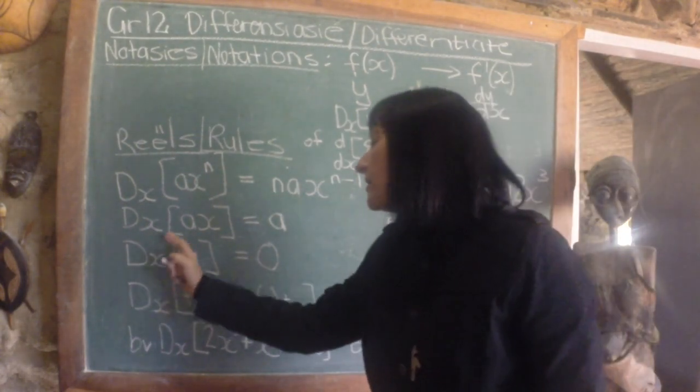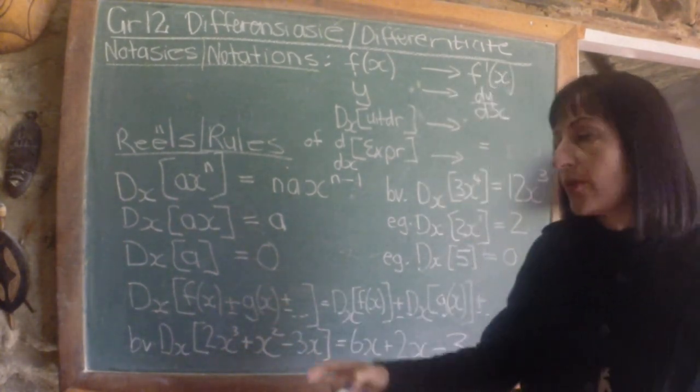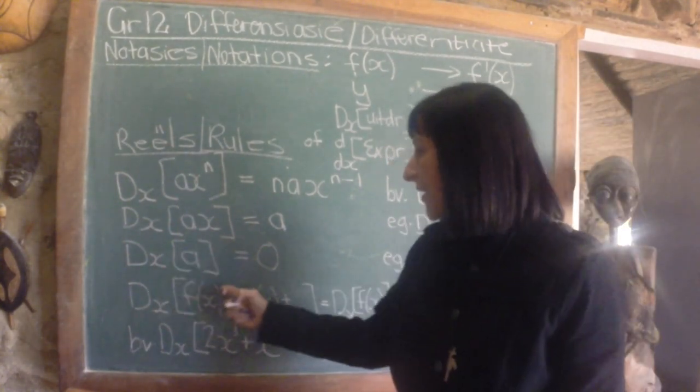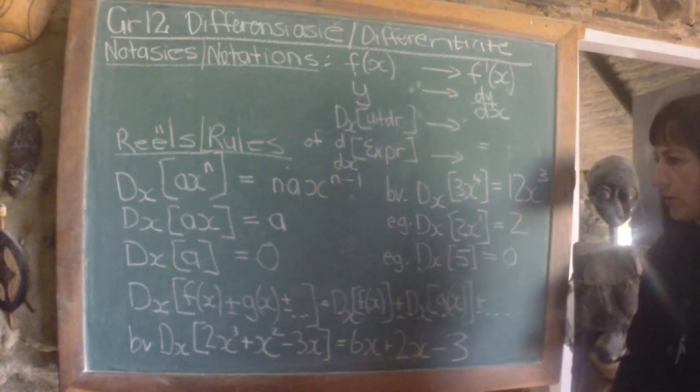As jy die afgeleide kry van a, wat 'n konstante is, soos 2 of 3, dan is die antwoord altyd 0. So the derivative of a constant value equals 0. So die afgeleide van 5 is altyd 0.